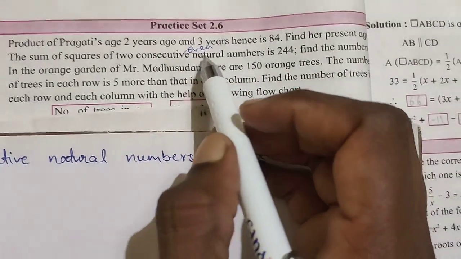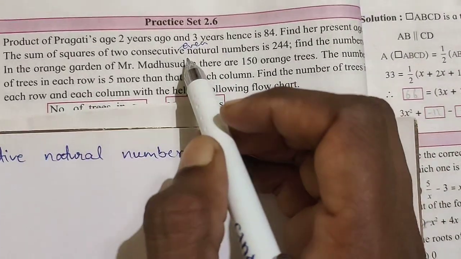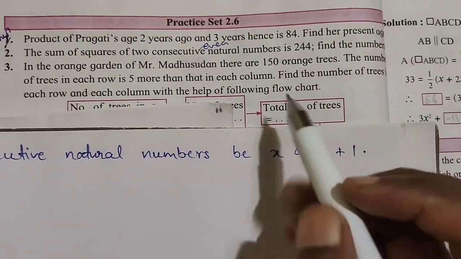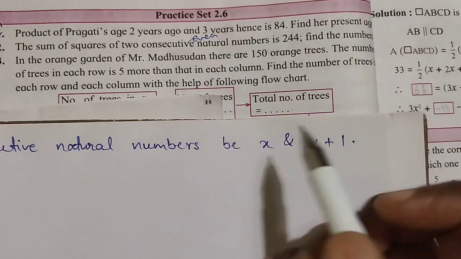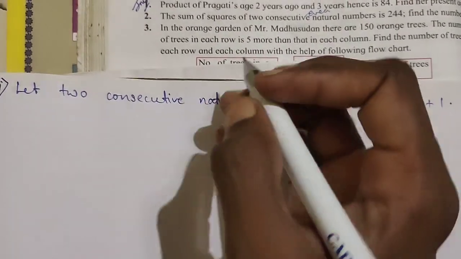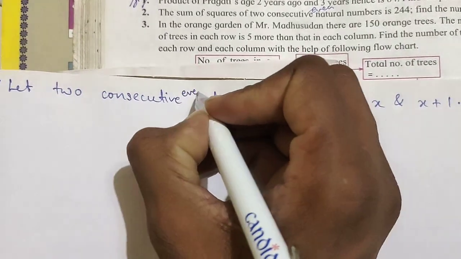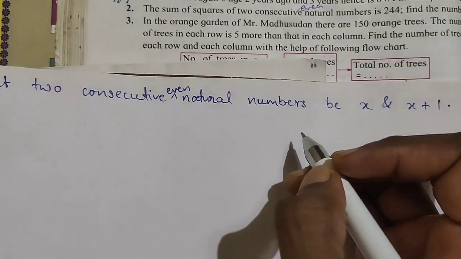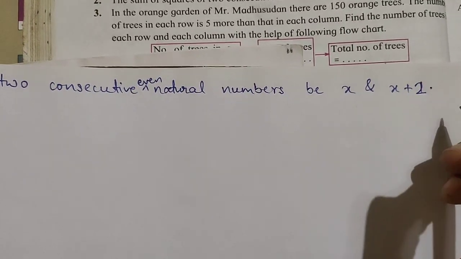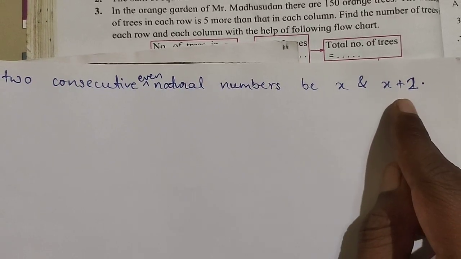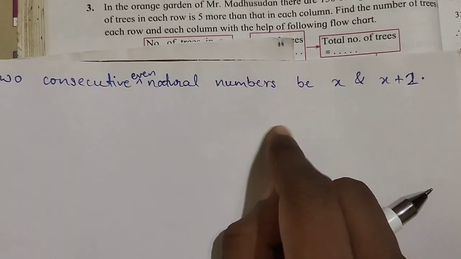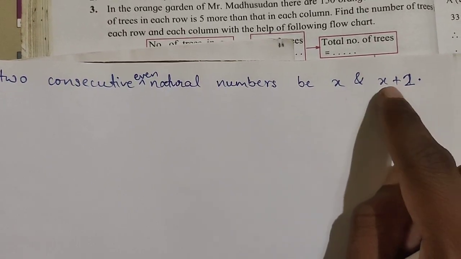Even numbers, you know, are divisible by 2. So if your first number is 2, your next number will be 4, next number will be 6. So that is, you have to add plus 2. So here, let two consecutive even natural numbers be x and x plus 2. Understood now why we have taken plus 2 here? Because if your first number is 6 and you want to get 8, then what are you going to do? You have to add plus 2.